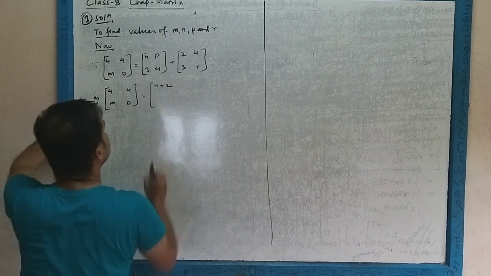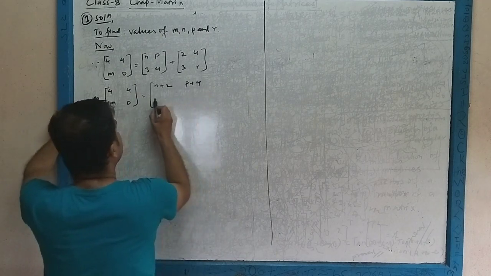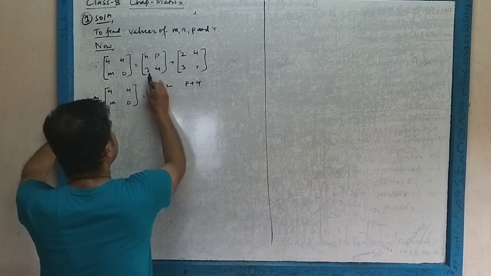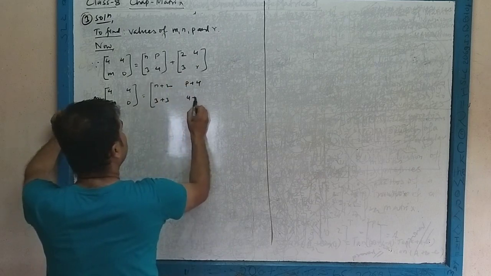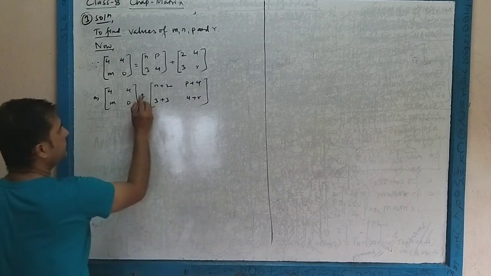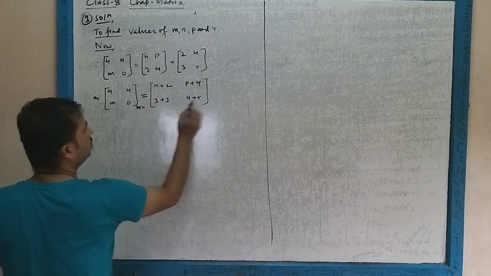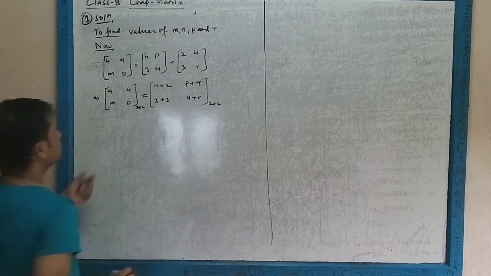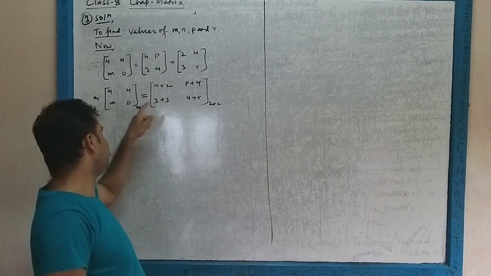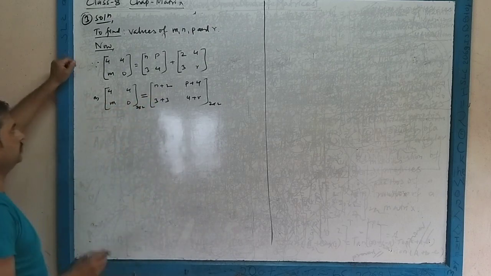N plus 2, this becomes P plus 4, 3 plus 3 and 4 plus R. Now these two matrices are equal matrices. The equal sign is here. It has 2 by 2 order. This also has 2 by 2 order. Since the matrices are equal, their corresponding elements also will be equal. So you get the result.